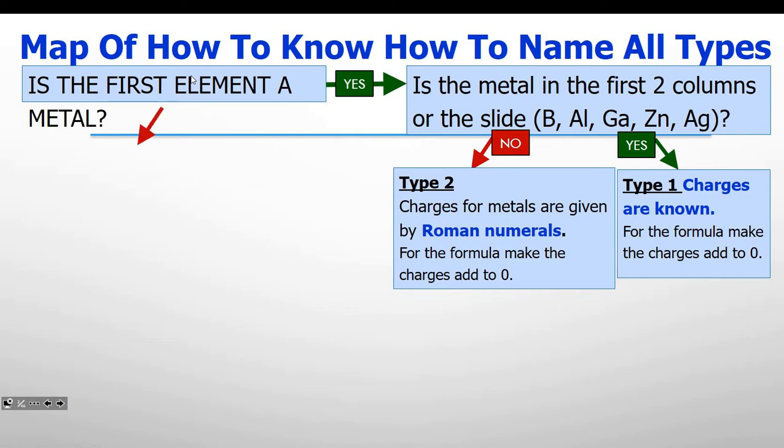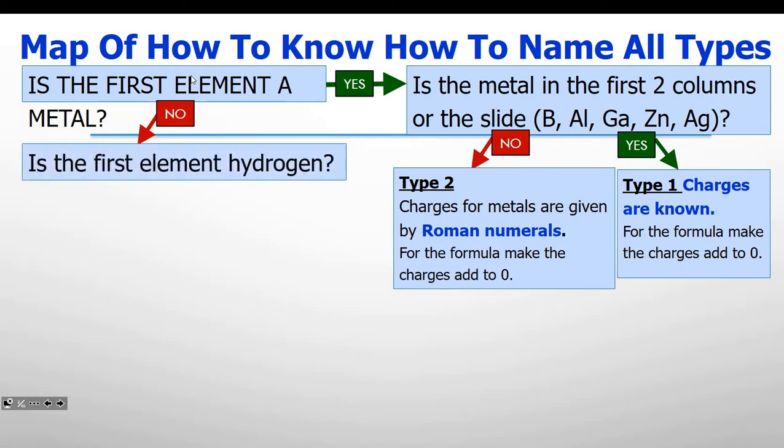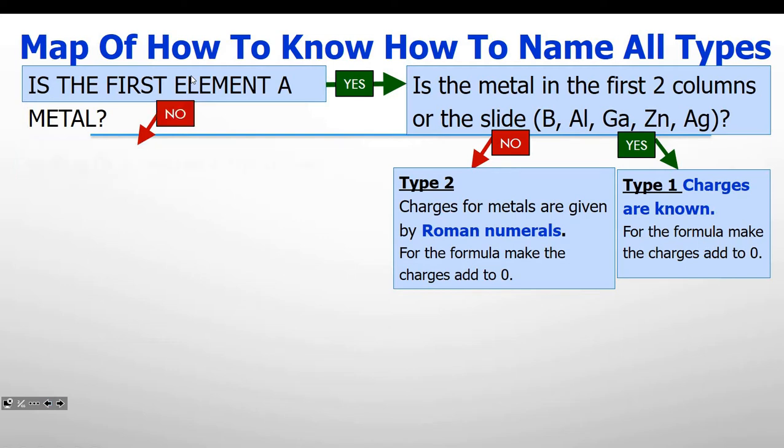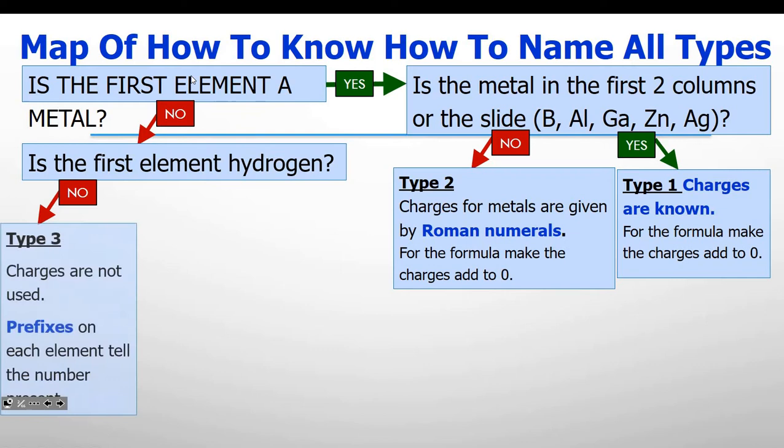If we go back to here, if the first element is not a metal, then is the first element hydrogen? If the answer to that is no, then we've got type 3. We don't have to worry about charges. We worry about how many of each one we have. We use the mono, di, tri, tetra, penta, hexa, hepta, octa, nona, deca. Okay?